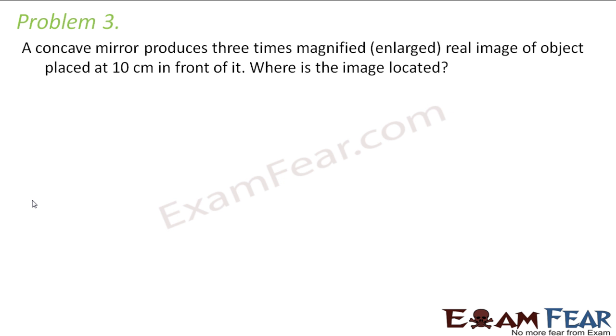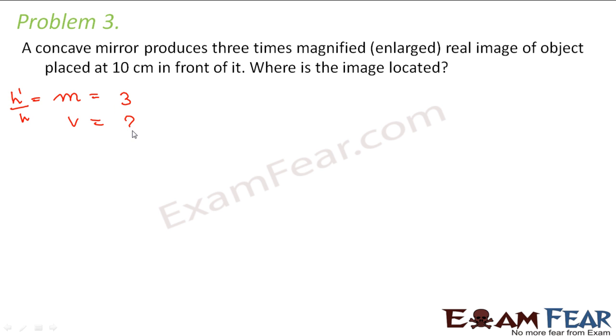Let us now look at the third problem. It says a concave mirror produces 3 times magnified or enlarged real image of an object placed at 10 centimeters in front of it. Where is the image located? That means in this case, the magnification is given as 3 because it produces a 3 times enlarged image. That means height of the image by height of the object is equal to 3. That is how we define magnification. Height of image by height of object, that is given as 3.